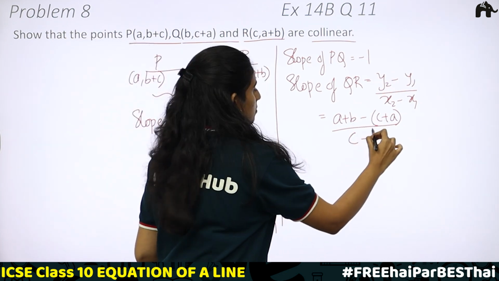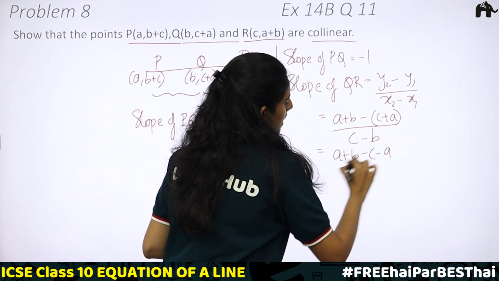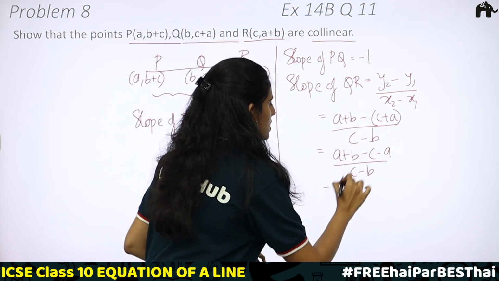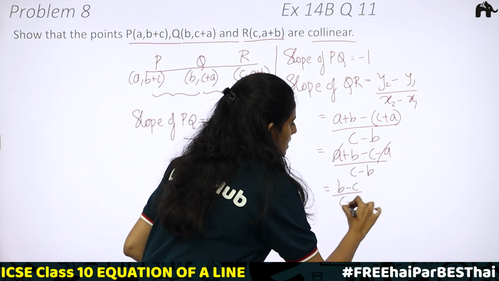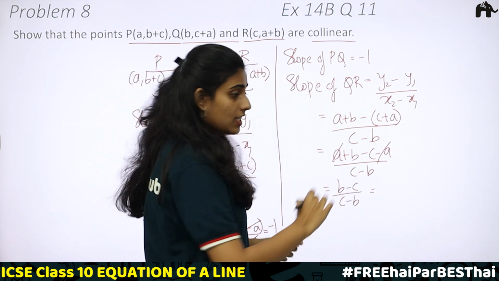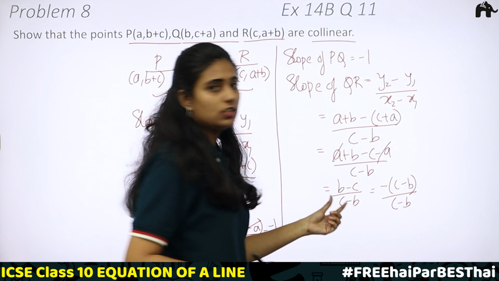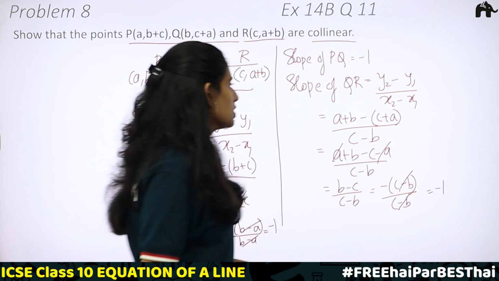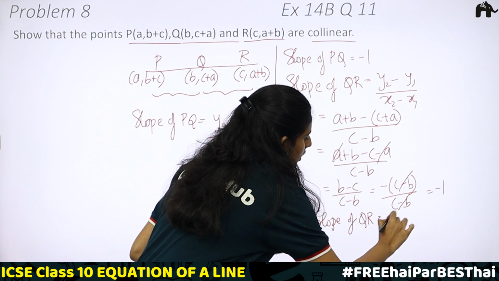C minus B. That is equal to A plus B minus C minus A. Removing the brackets and distributing the negative sign, divided by C minus B, which is equal to, cancelling A and minus A, we have B minus C divided by C minus B. Same step, taking negative outside from the numerator, we get minus of C minus B divided by C minus B. We are doing this to cancel the C minus B. C minus B can be cancelled, which means the slope of QR is equal to minus 1.